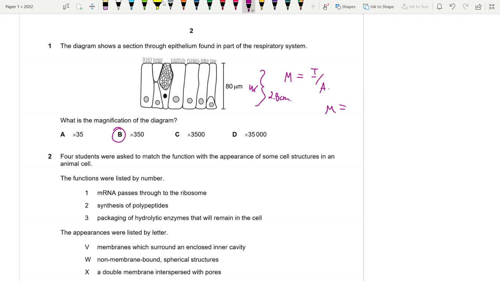M is equal to image length, 2.8 into 10 to the power minus 2 meters, divided by 80 micro, which is 10 to the power minus 6 meters. So 2.8 into 10 to the power minus 2 divided by 8 into 10 to the power minus 6 gives you an answer of 3005. I messed up a little bit. It's fine. 2.8 into 10 to the power minus 2 divided by 80 into 10 to the power minus 6 gives you an answer of 350. Okay, so the magnification is 350. It should be about 2.8 centimeters.